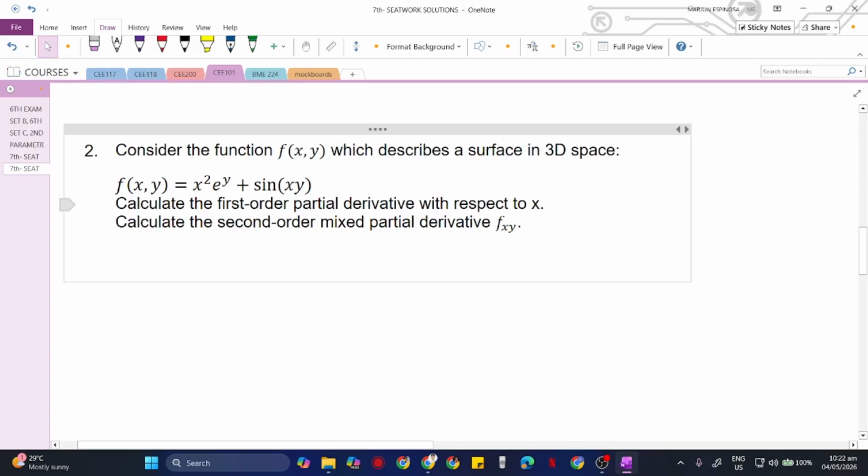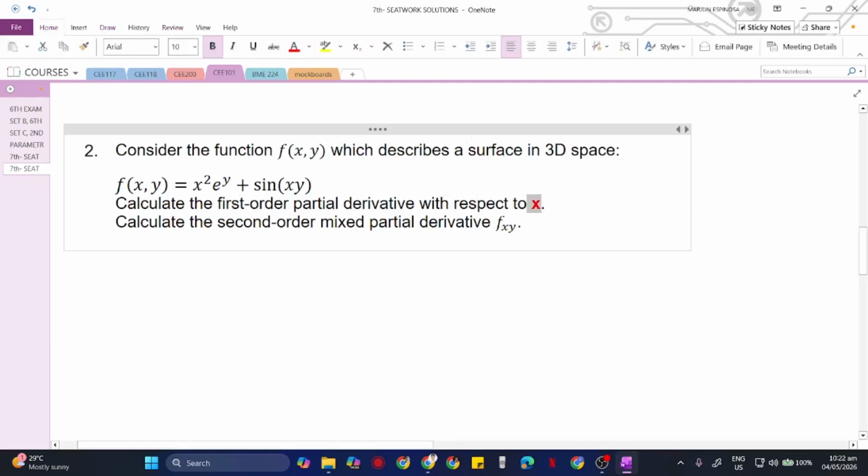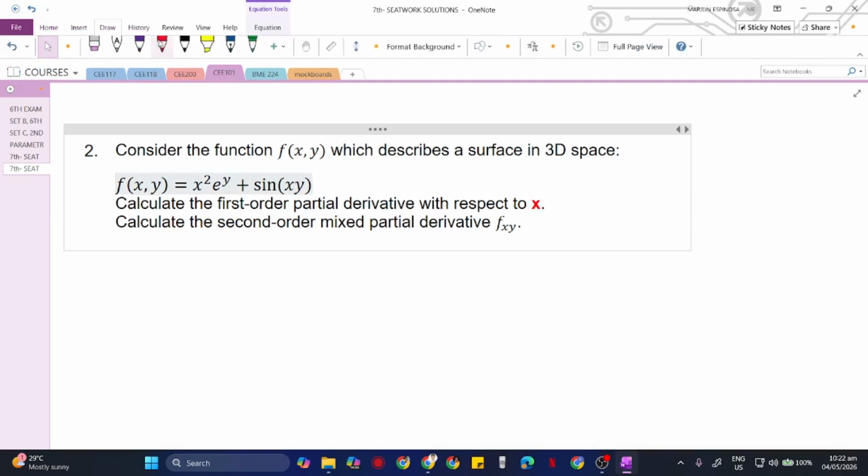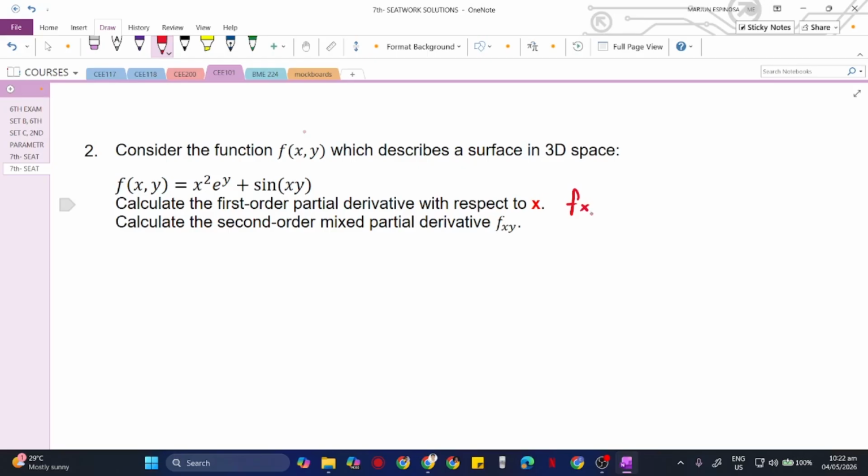Now we are to calculate the first order partial derivative with respect to x. So in other words, this one is just basically equal to f sub x, right?